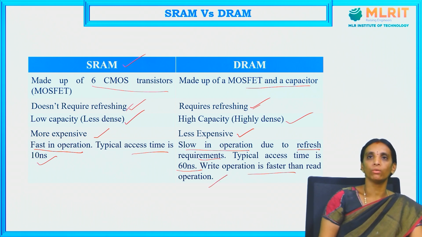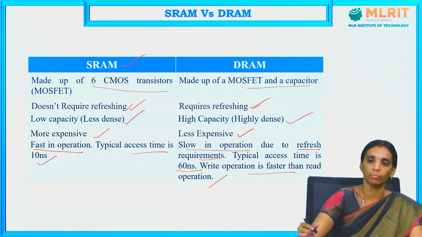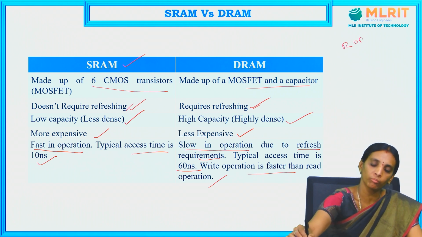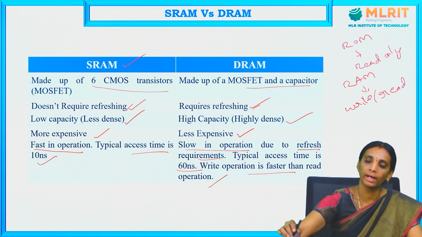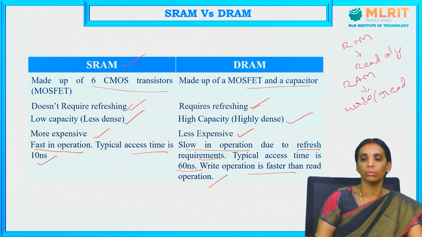Here we need to discuss one more point regarding RAM. In read-only memory, ROM, we can do only read operations. But in random access memory, RAM, we can do write or read operations, and it can be accessed by any user.